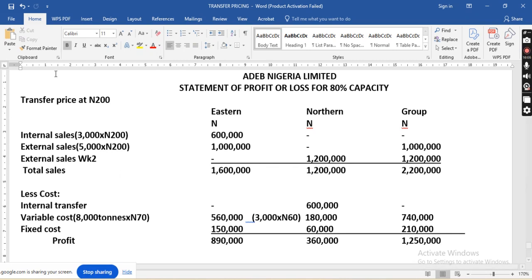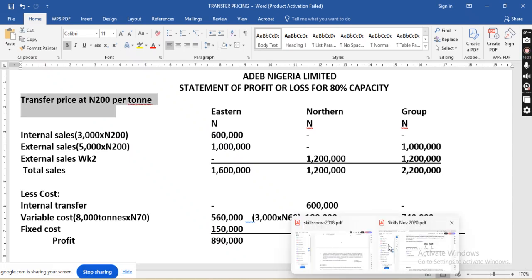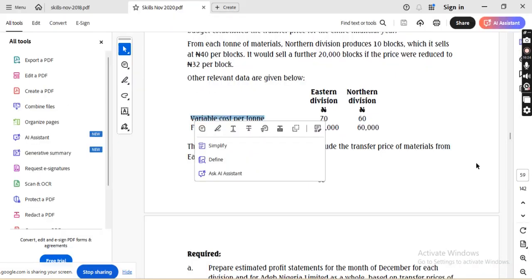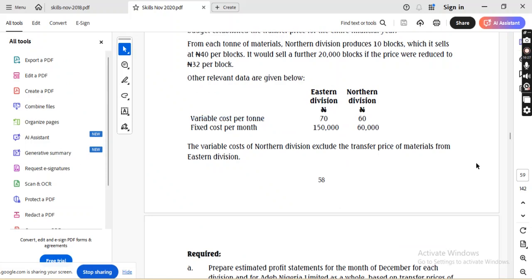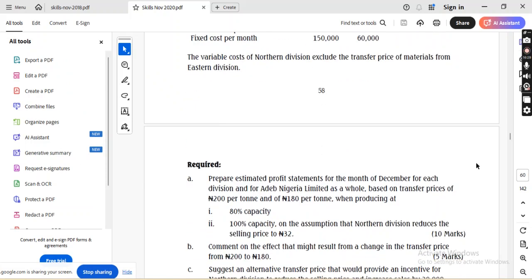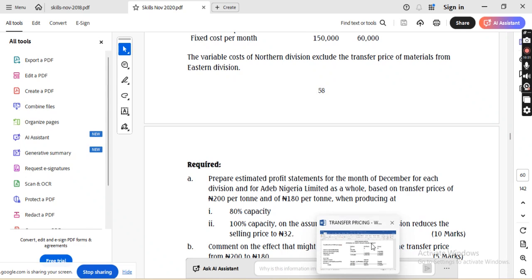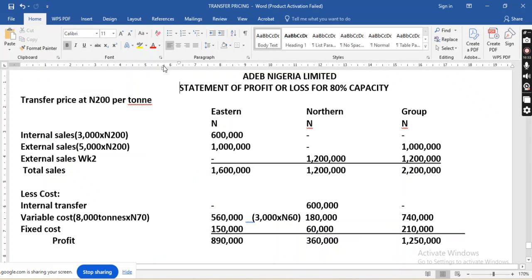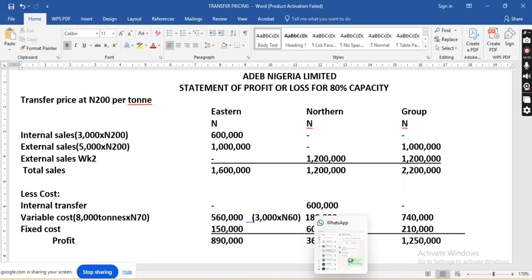Right. So this is the transfer price at 200 naira per ton, right? So we will do the next one. The next one is 180 per ton, right? Yes, sir. The next one is 180. Okay. So we can quickly copy this.